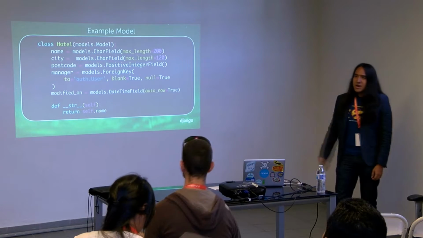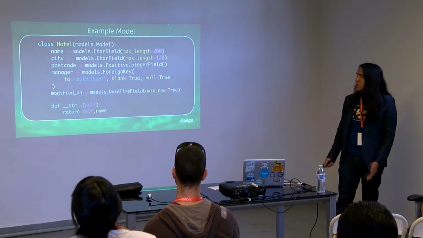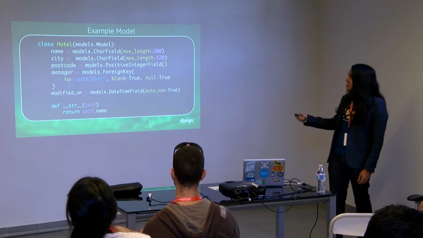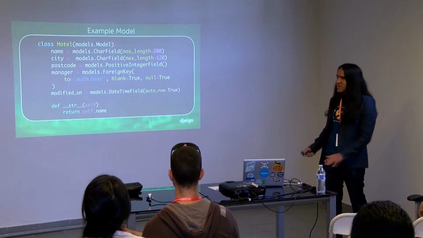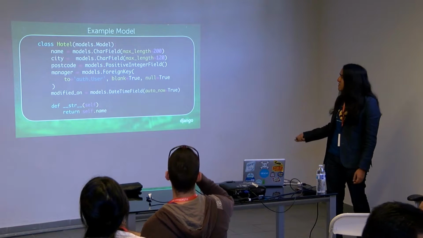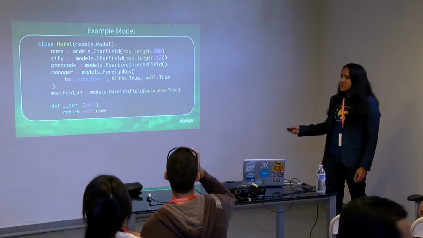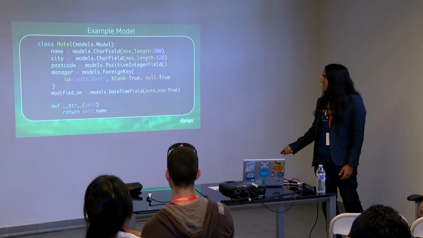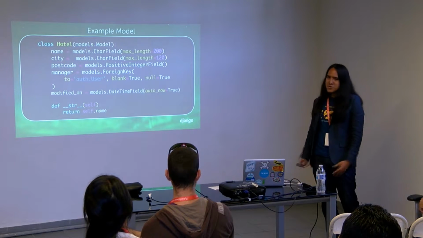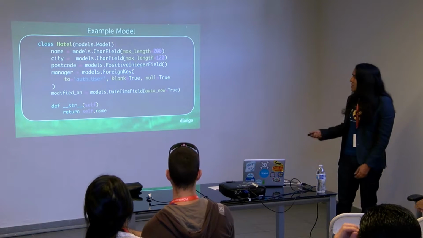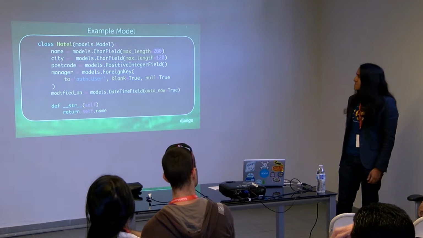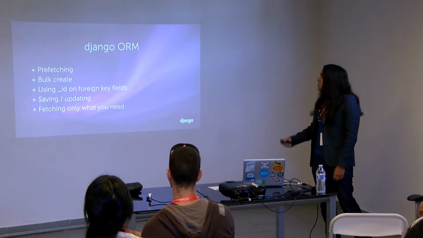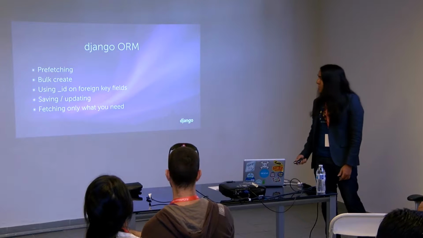Throughout the talk, I'm going to be using an example model. This model is called Hotel. It's really simple. It has a name, city, postcode fields. It has a modified on timestamp, when it was last saved. And it has a manager field, which is like the hotel manager, which points to a Django auth user model, right?